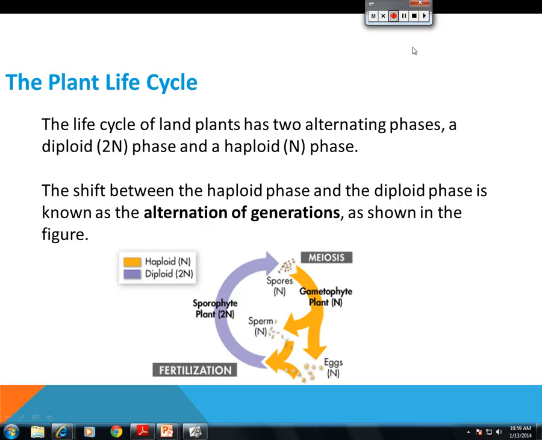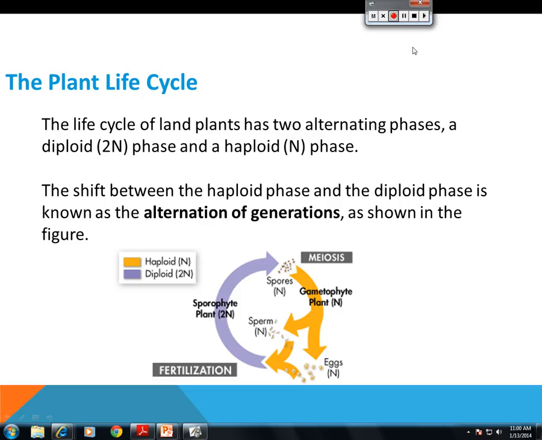The gametophyte is the plant that contains the gametes of, depending on where we're talking about, whether we're talking about an angiosperm or gymnosperm, it could contain either the sperm or the egg, or it could contain both sperm and egg if it's an angiosperm, if it's a flowering plant.